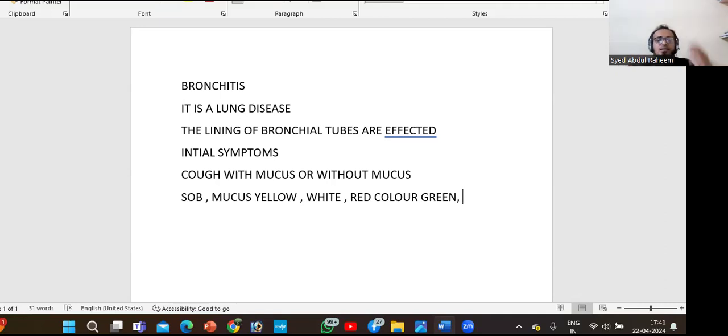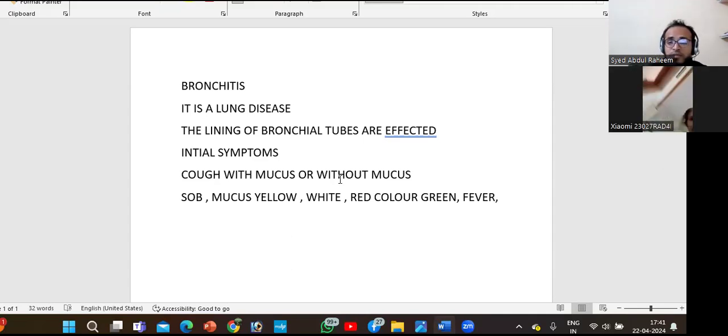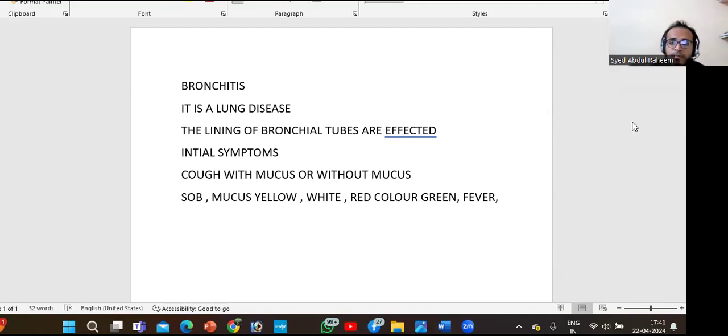And if the problem increases, the patient will have fever. This is the most important symptom. Sometimes with fever, sometimes without fever, you can see the patient. So these are the main common symptoms of bronchitis. And some patients have a cold, you can see that.